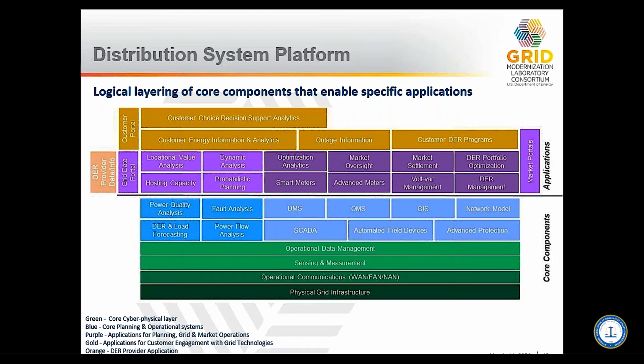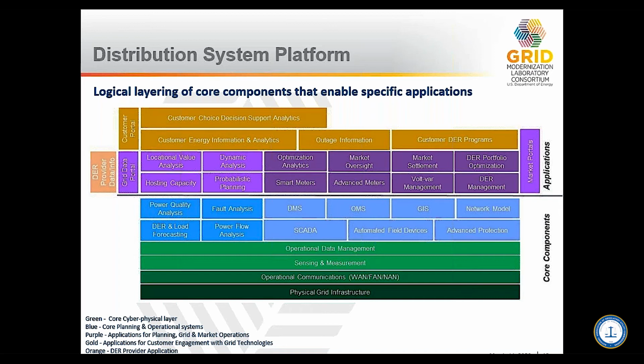That is, you can't have a volt VAR management system if you don't have the elements underneath in the blue and the green. You can't do DER management, say a distributed energy resource management system, without having the underlying capabilities shown below. So these are what we call these foundational core components that make up a modern grid. And then the applications are really optional elements that feed into it.